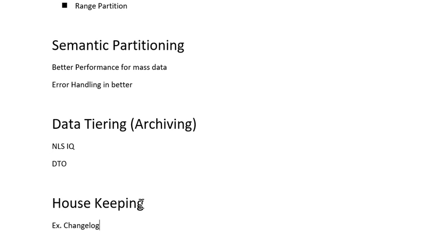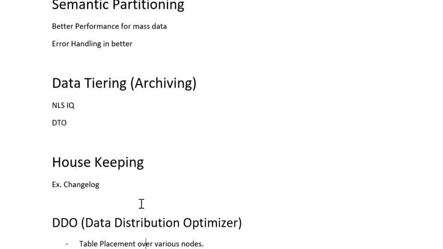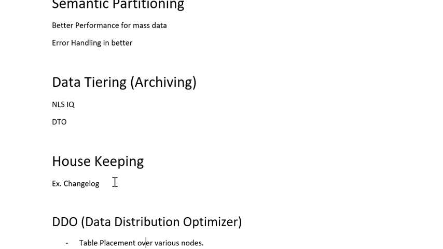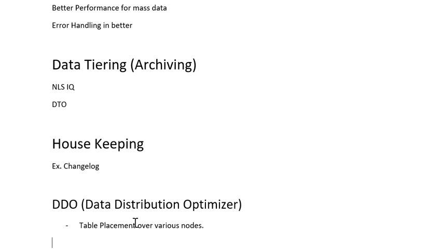Now the next option is housekeeping. Housekeeping means, for example, the change log. Suppose in the change log, if you don't need the data to be reversed, then you should definitely delete the data. And now the last one is DTO, the data distribution optimizer.